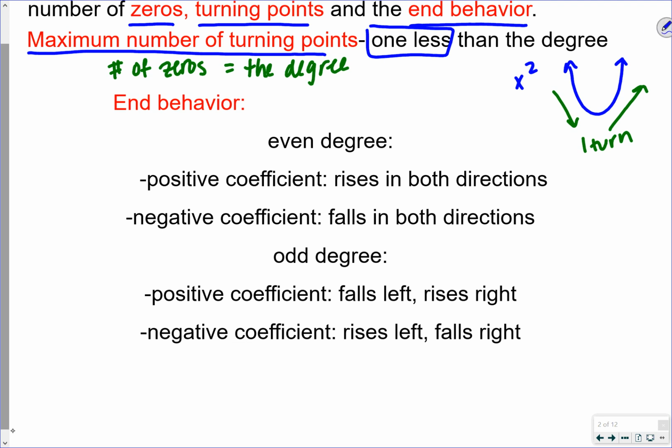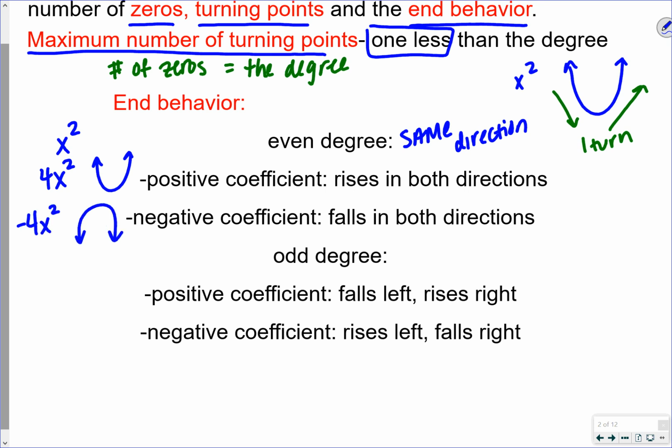If we have an even degree polynomial, so for example, x squared, my ends are going to go in the same direction. Either both up or both down. So that is determined, the up or down, by the sign in front of that exponent. So is that a positive number or is it a negative number? If you have a positive coefficient, so for example, we have 4x squared, my graph is going to go up. Both are going to rise. If we have a negative coefficient, negative 4x squared, they're both going to go down.